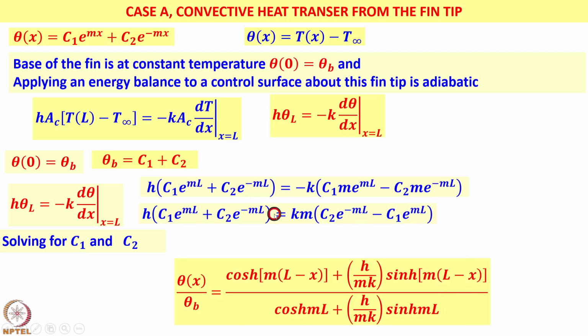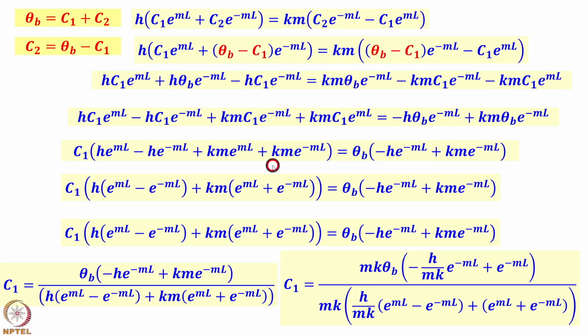So what are the steps involved in getting that? This is one equation. If you substitute C2 equal to theta b minus C1 and do the various steps, I would strongly recommend you don't skip any of these steps. They are there in this video. Please write down everything yourself. I have put every little step here.